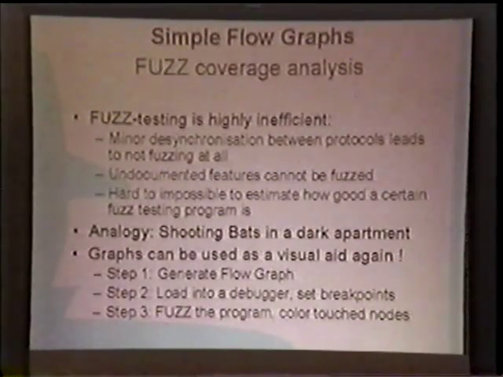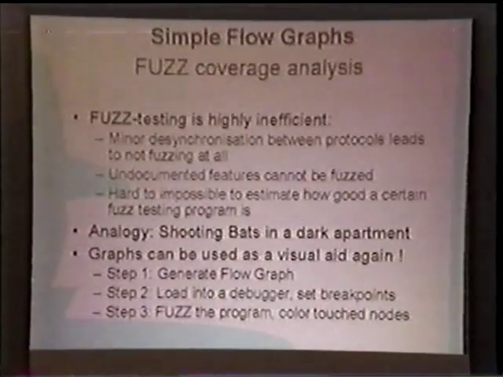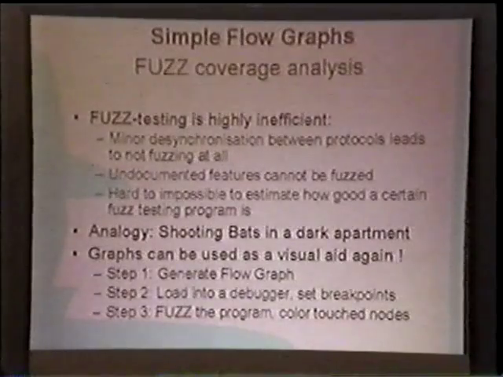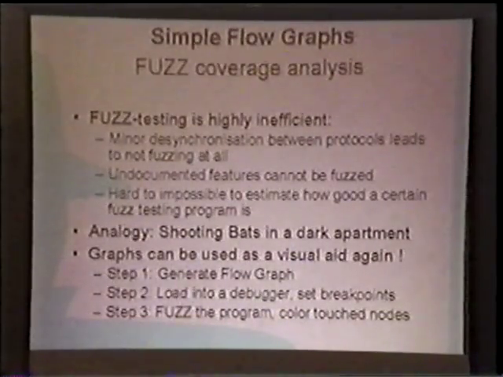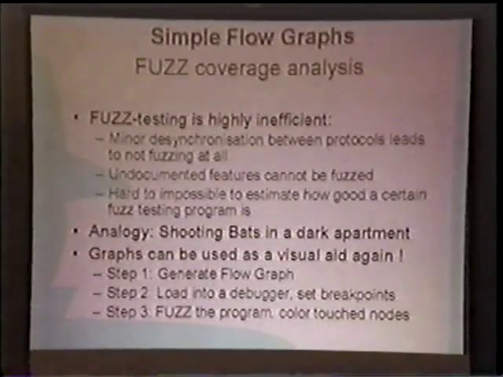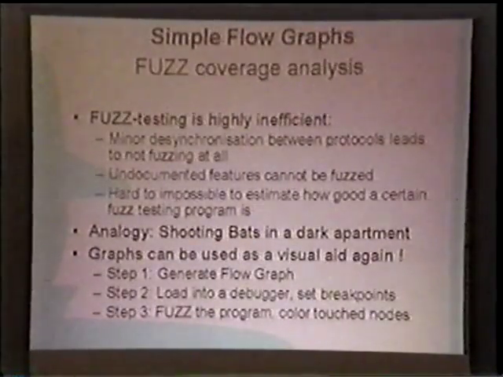Okay, so graphs can be a visual aid here because you can use them to estimate how much code you've covered. This will work by generating a flow graph of a function or of an entire application, and then loading that into a mini debugger. That debugger will attach to the other process and set a breakpoint on every beginning of every graph node. Then you start fuzz testing the program, and whenever one of the breakpoints is hit, remove the breakpoint and color that node. So afterwards you have a nicely colored graph and you can see which branches have been missed. And you can go there and see what has happened and why this hasn't been fuzzed.